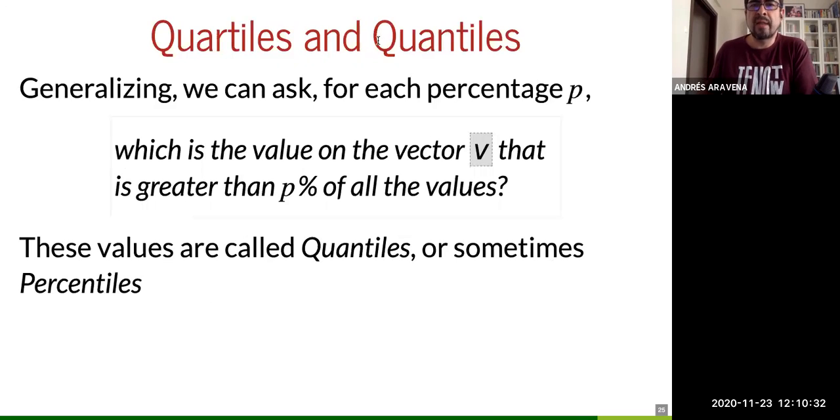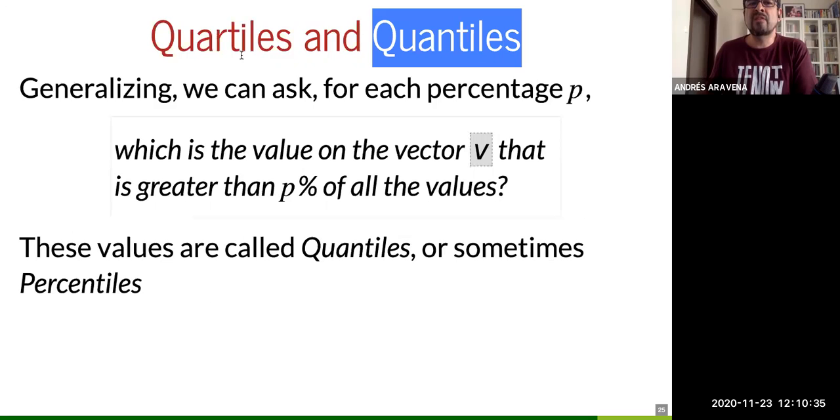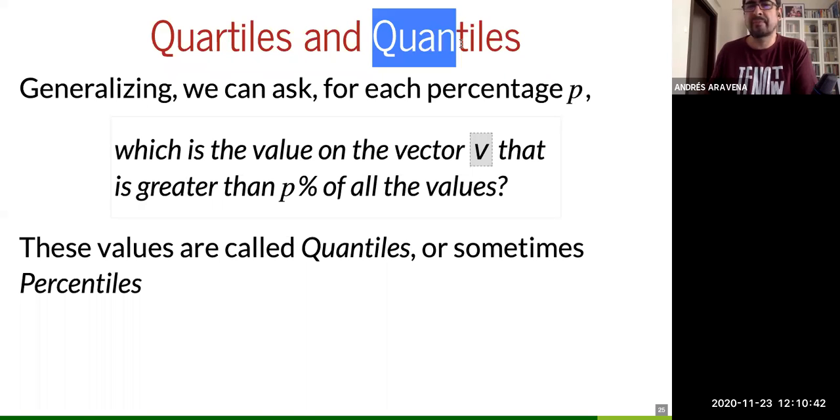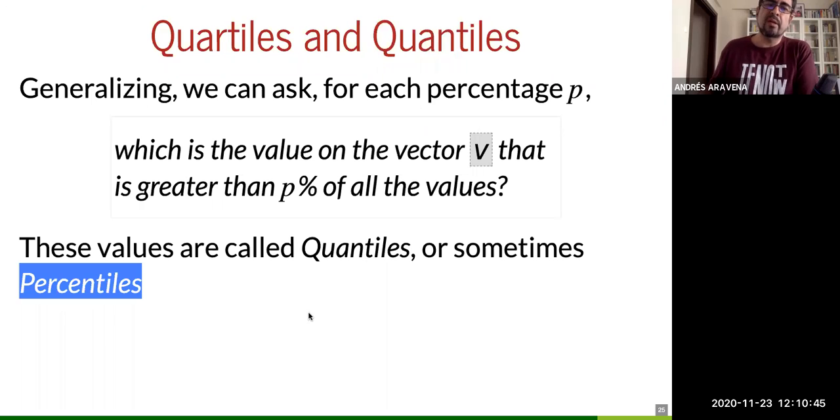The name for that is quantile. Instead of quartile for quarter, you have quantile. Quantum, okay? Or sometimes called percentile. If you read the literature, you will find percentile, especially in economy. People in economy speak about people in the highest percentile and the lower percentile. Also in education, you see the grades, students in the higher percentile.